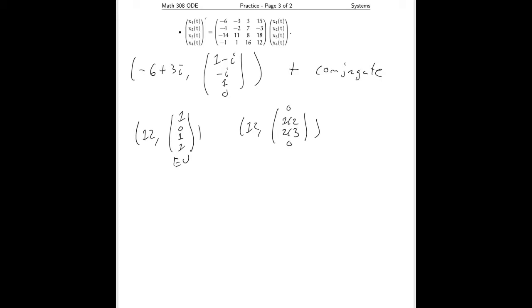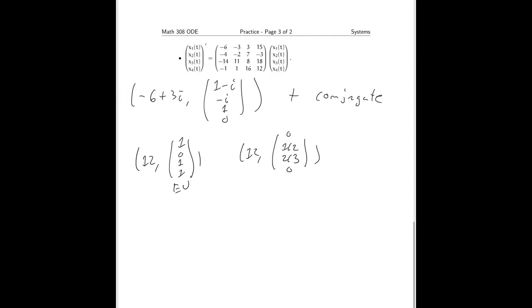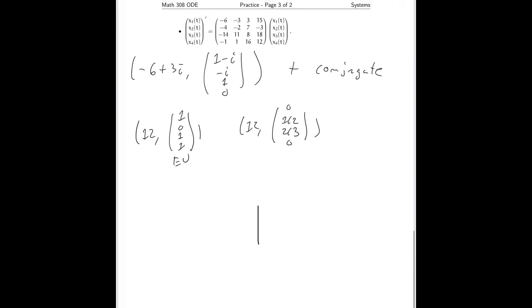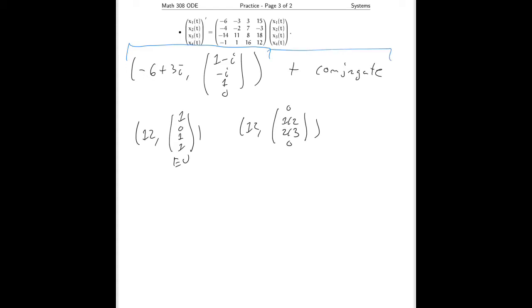So again, the idea is we want to break this up into two parts. We just want to handle each eigenvalue independently of the other ones. Okay, so the part of the solution that corresponds to the eigenvalue minus 6 plus 3i, well, remember what we do in that situation. Let me do this in blue. The part of the solution corresponding to this, we break into real and imaginary parts. Minus 6 plus 3i times t times 1 minus i, 1, 0.